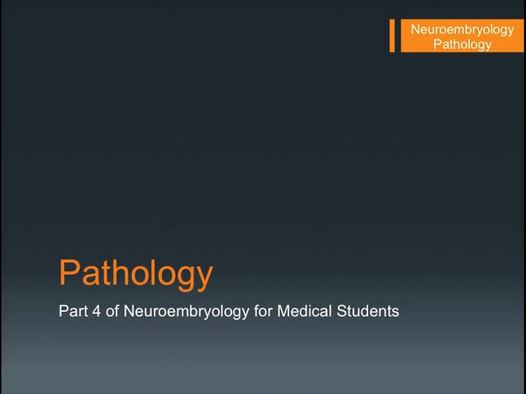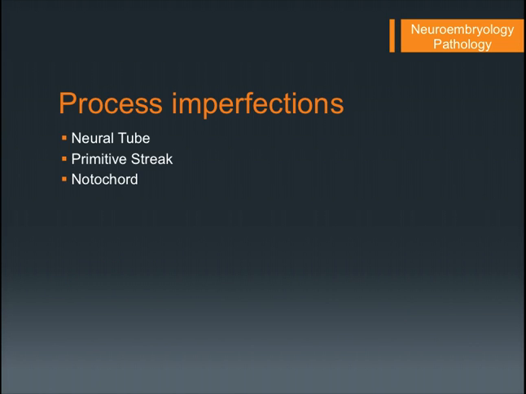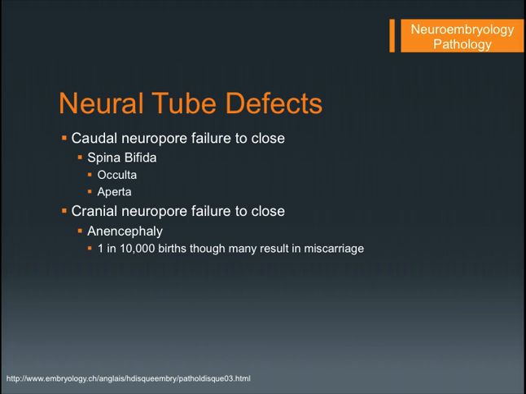This episode concerns itself mainly with pathology and how pathological processes occur. Well, they occur when a process is imperfect, when there's a defect in the normal. And these are three structures which can have defects in them which give rise to sequelae ranging from fairly serious to inconsequential. So let's have a look at neural tube defects first, as they're quite common.